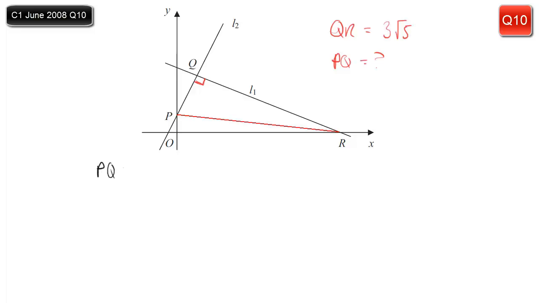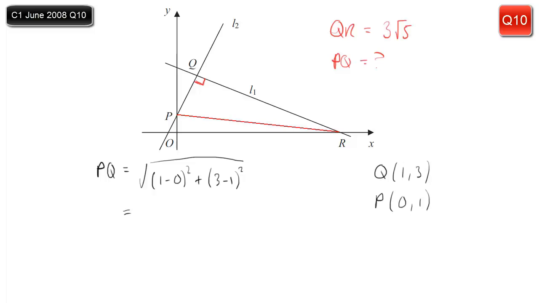So PQ is equal to, well, Q had coordinates 1, 3, and P, we found out before, had coordinates 0, 1. So using that, the distance from P to Q is difference in the x values squared, so 1 minus 0 squared, plus the difference in the y values, 3 take away 1 squared.